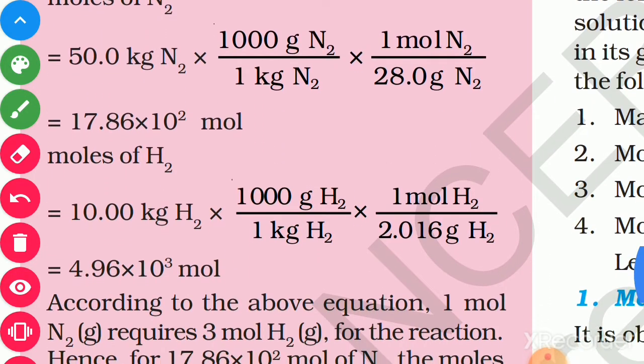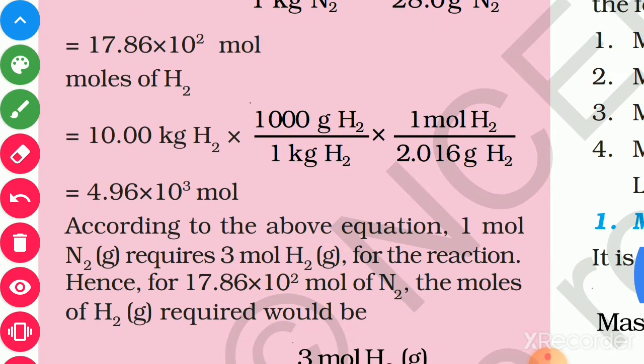Now moles of hydrogen equal to 10 kg of hydrogen into 1000 by 1 into 1 by 2.016 equal to 4.96 into 10 to the power 3 mole.